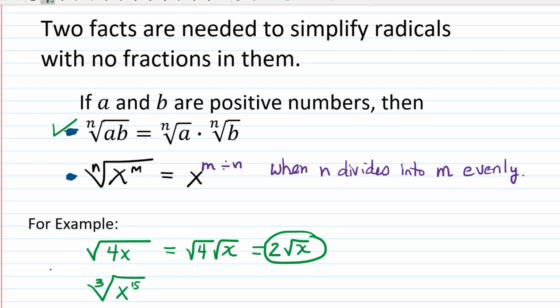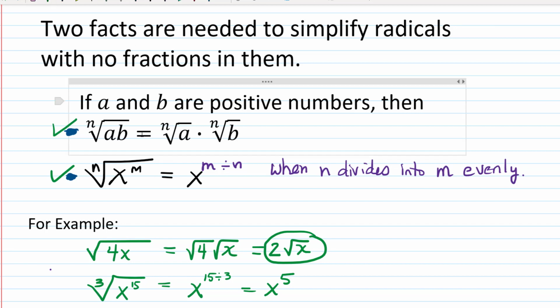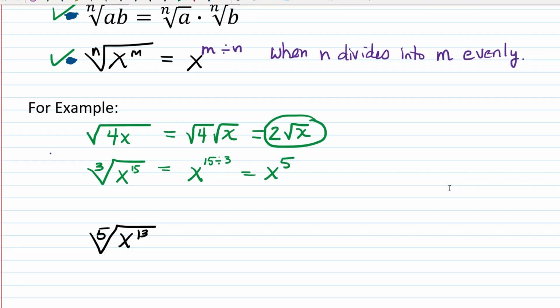The second thing you need to remember is if you take the nth root of x to the m power, then you can find the result of applying that root and simplifying it by dividing m by n. So for example, if you have the cube root of x to the 15th, then you can just take x to the 15 divided by 3 power, or in other words, this is the same as x to the 5th. If you combine these two facts, you can simplify just about any radical.